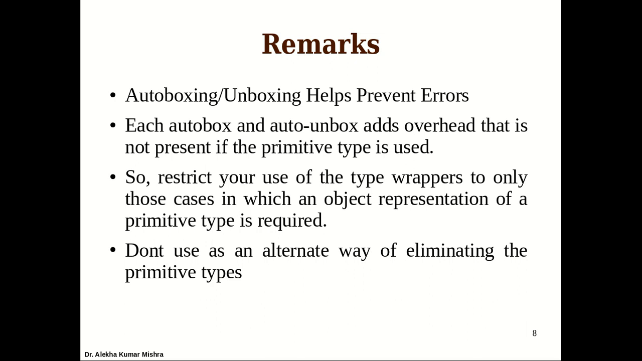Wrapper types should be used only when we explicitly need them, whenever an object representation of a primitive type is required, whenever we need to represent a primitive type like integer or double, or any primitive type, as an object, for use in some library data structures or library methods. Then only do you use auto boxing and unboxing. Otherwise, try to avoid that. Don't replace the primitive type with the wrapper type. That is a point to be noted.